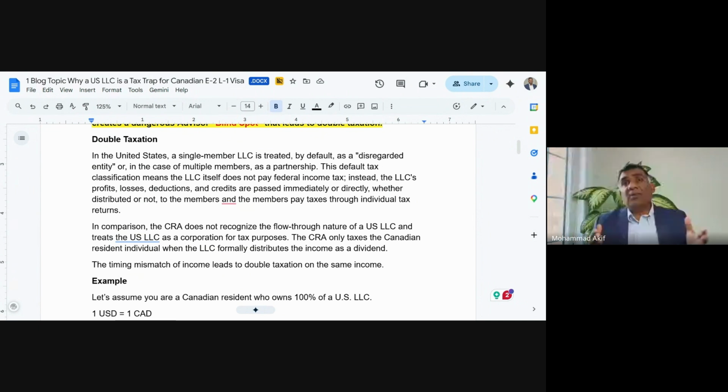Now, how is that a problem? That's a problem because the Canadian side does not consider this to be a pass-through, disregarded entity. CRA considers a US LLC a corporation. So there's a mismatch right away. US: disregarded, pass-through. Canada: corporation. And number two, the timing mismatch of the income. I'll go through the problem of what is happening. You can look at some of the examples and the math and really make sense of what is going on here.